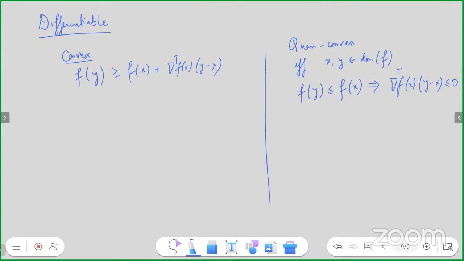So what if the derivative of f at x is 0? What happens in the convex case? f of y is greater than or equal to f of x. What's the implication of that? So it has a minimum, at least a local minimum. Can you say anything like that here? If the gradient at a point is 0, is it a local minimizer?